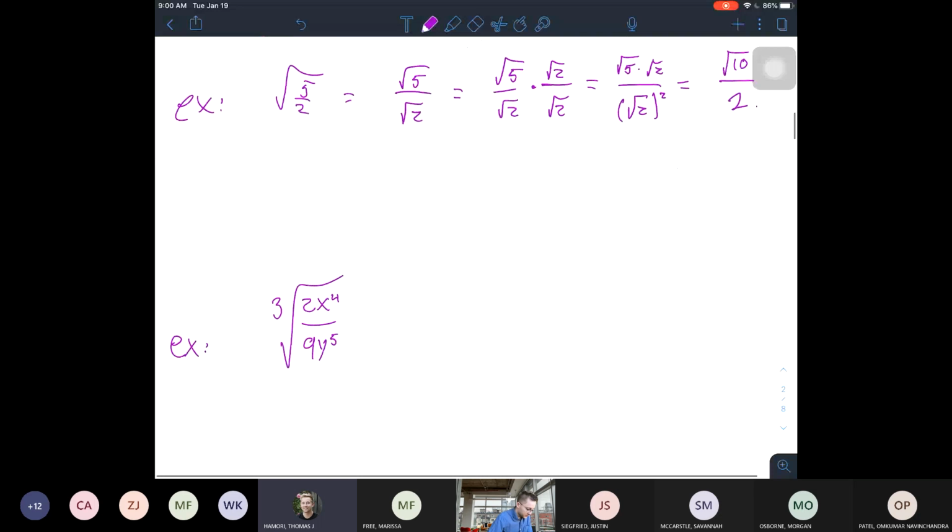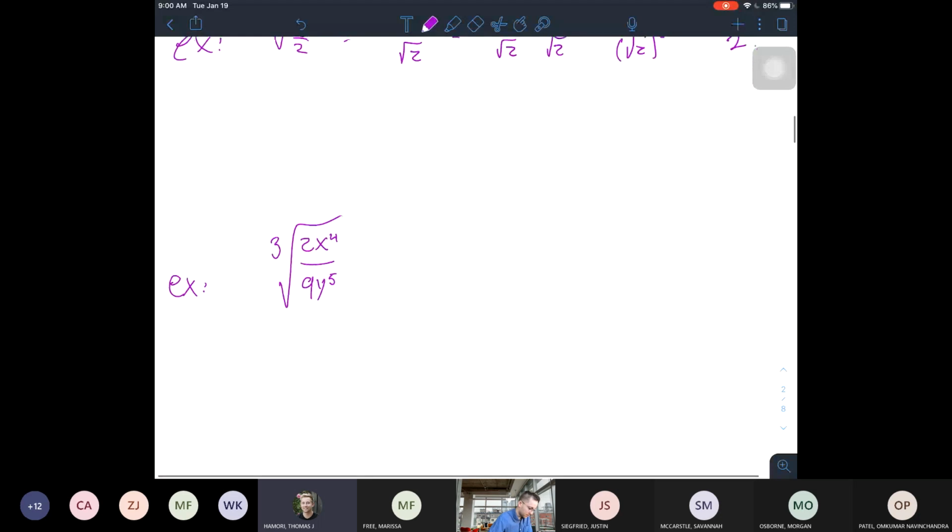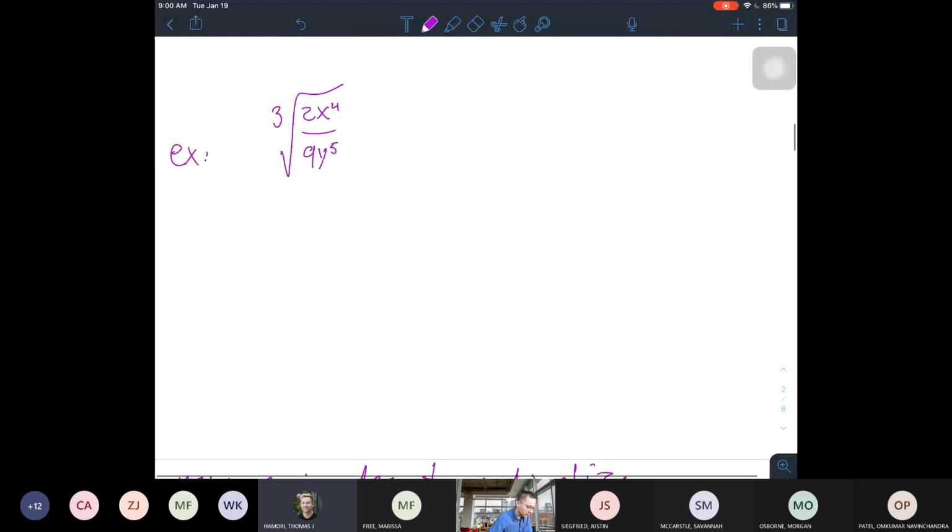Here's a harder one. We've got the cube root of 2x to the fourth power divided by 9y to the fifth power. This is a tricky one, but let's do it together. We'll just have the cube root of 2x to the fourth power on top. We're not worried about rationalizing that. We just want to rationalize the denominator, so let's split it up into two different cube roots.